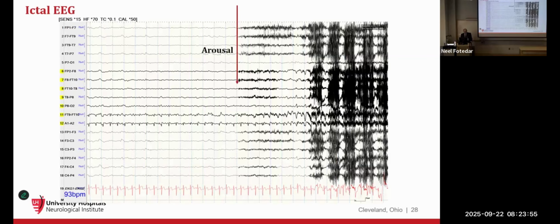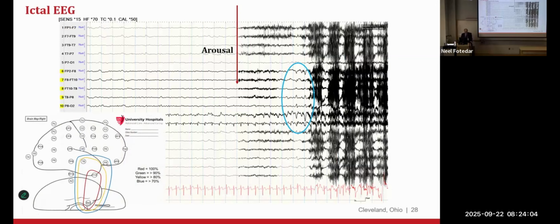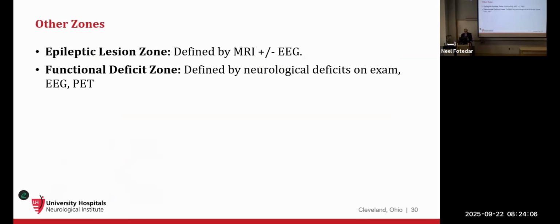This is his seizure. That's where he gets the arousal. Then you can start seeing this blunt-shaped rhythmical activity appearing in the temporal derivation again. Also maximum SP2 FD10. Then you have the other zones, which is the epileptic lesion zone, which is where the lesion is, which is obviously in majority of cases defined by a high resolution MRI. You can also define it by EEG by looking at focal slowing, continuous focal slowing on an EEG.